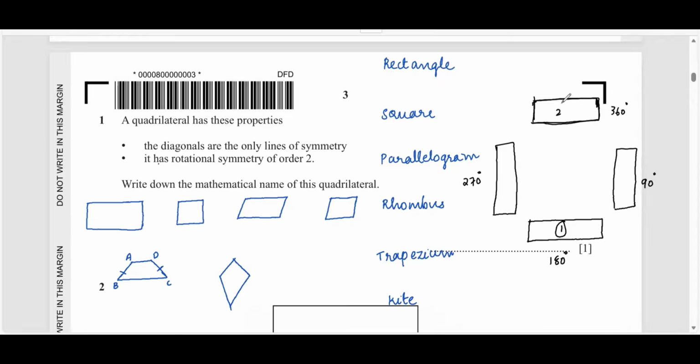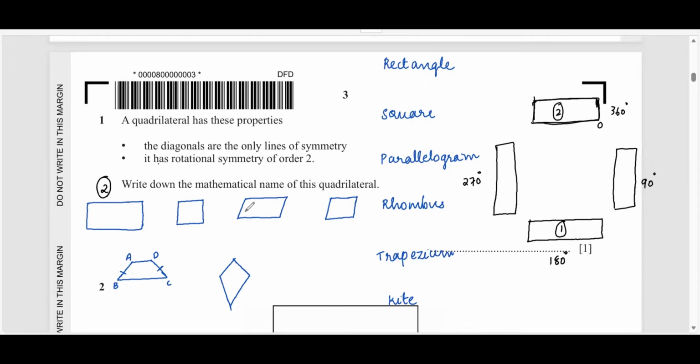So this is the second time I'm getting the same shape when I rotate it through 360 degrees. 90, 180, 270, 360. From 0 to 90, 90 to 180, 180 to 270, 270 to 360. When I rotate it through 360 degrees, how many times am I getting the exact same shape? That is 2 times. Therefore, the rotational symmetry for a rectangle is 2.